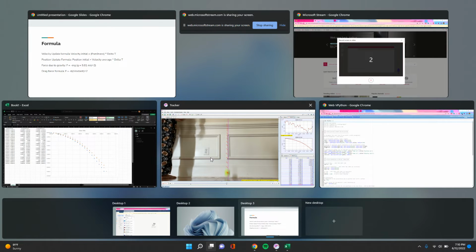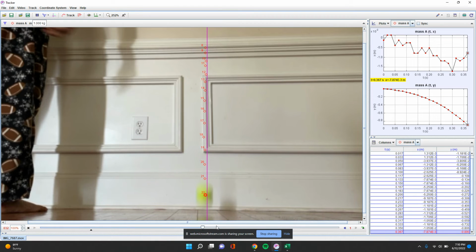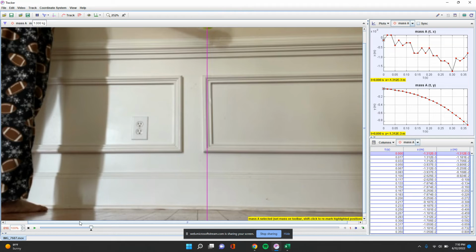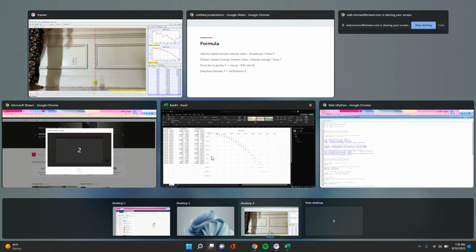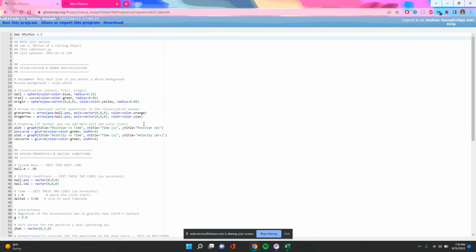So let's quickly look at the tracker. As we can see here, I have tracked the points as the ball continues to fall down, and we can see the time as well as the y position on the right hand side. So let's look at the computational model.